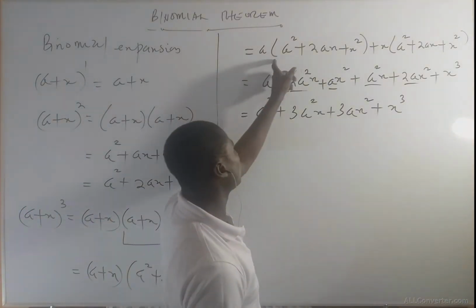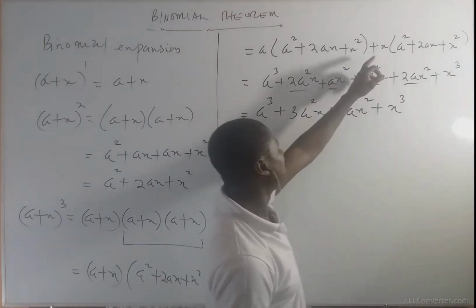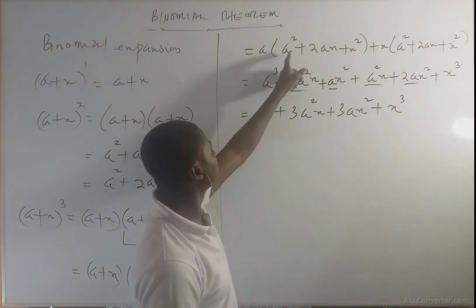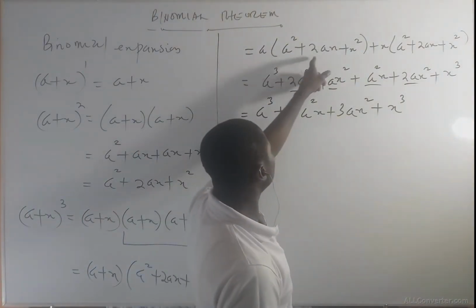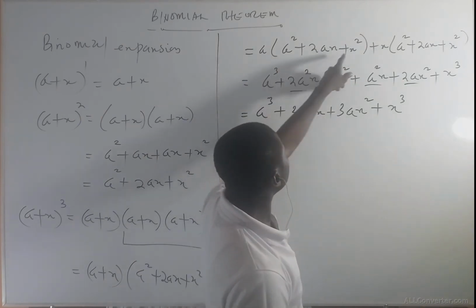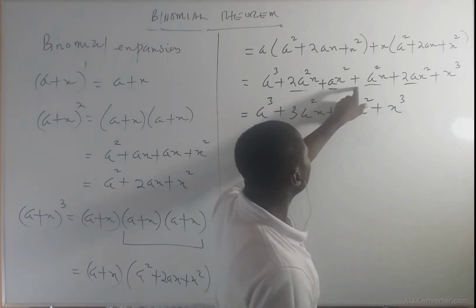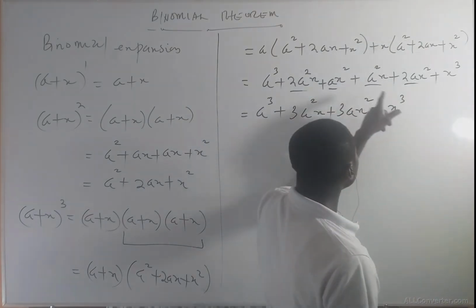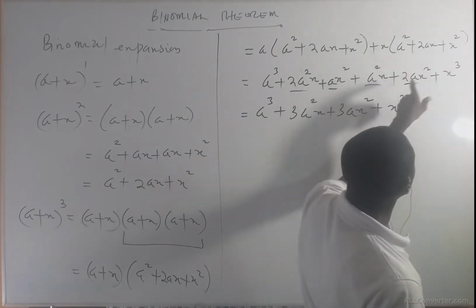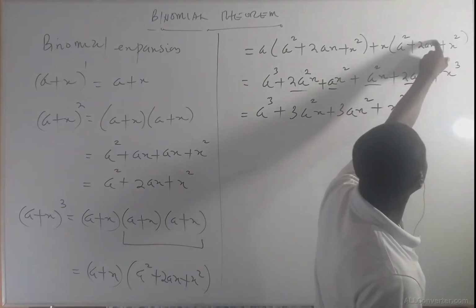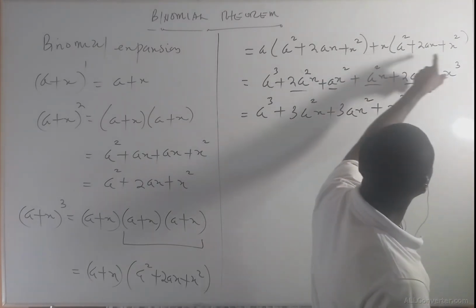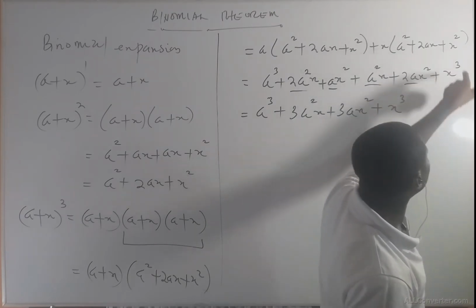So a will multiply all the terms of the second bracket. Then plus x will also multiply all the terms of the second bracket. So a times a squared will give us a cubed. A times 2ax will give us 2a squared x, plus a times x squared will give us ax squared, plus x times a squared is the same as a squared x, plus x times 2ax will be 2ax squared, because we have x here, we have x here, and the exponents are all 1. So we have x times x squared, and that will give us x cubed.